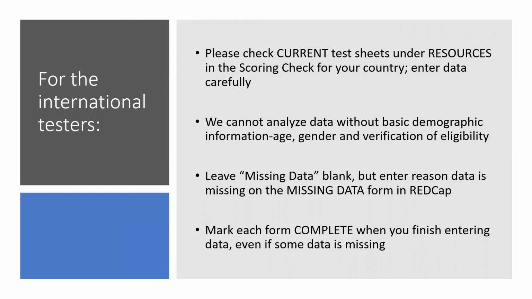Don't print too many test sheets in advance if you're printing them, because we do sometimes find little things that need changes. If you're entering data, we cannot analyze the data without basic demographic information. So we need at least age, gender, and verification of eligibility. Some of you have been getting many emails from us in the last few weeks asking, can you check on this subject? Can you check on that subject?